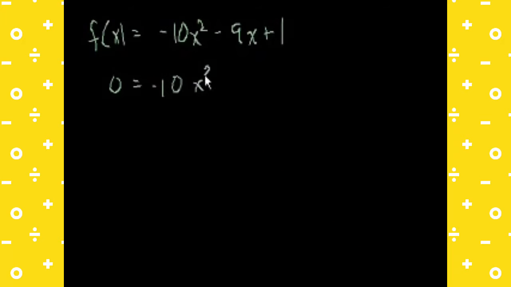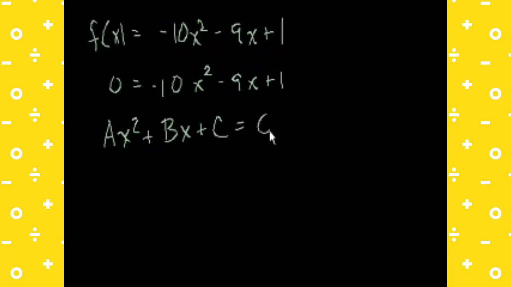Minus 10x squared minus 9x plus 1. We want to find out what x values make this equation equal to 0. And here we can use a tool called the quadratic equation. And now I'm going to give you one of the few things in math that's probably a good idea to memorize. The quadratic equation says that the roots of a quadratic are equal to, and let's say that the quadratic equation is ax squared plus bx plus c equals 0.